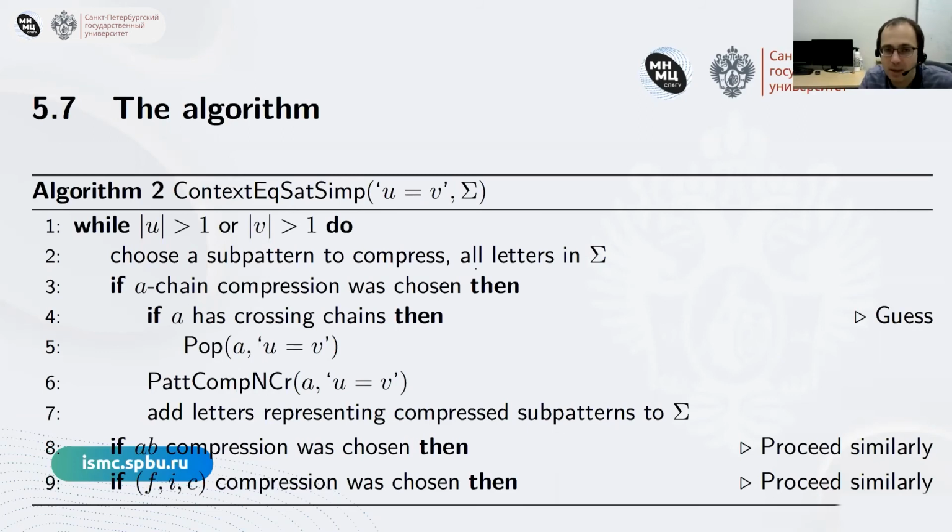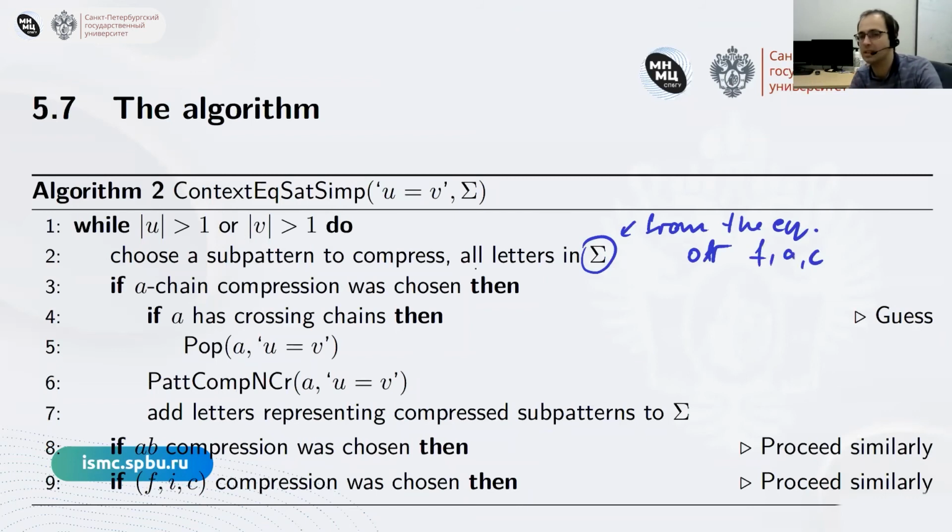So we choose some subpatterns, and the subpattern depends on the letters. So the letters are sigma, from the trimmed signature, so from the equation or some fixed F, A, C. So there are some three fixed symbols, let's say, from the initial signature, which we can use. So from the trimmed signature, and then we choose this subpattern, so either the FIC or the A chains or the pair AB, and we make the compression.